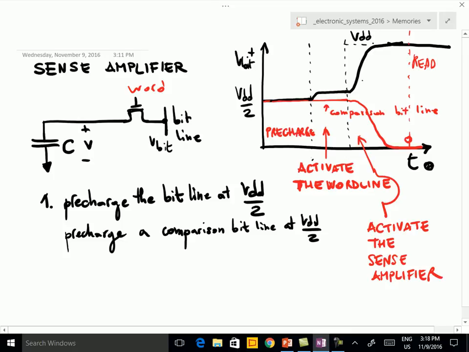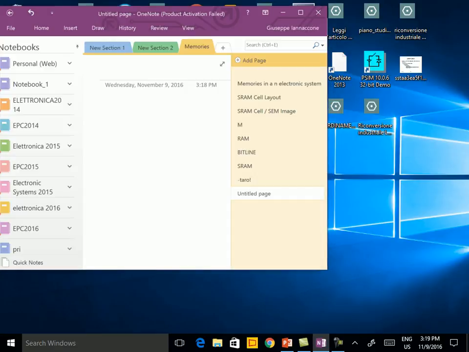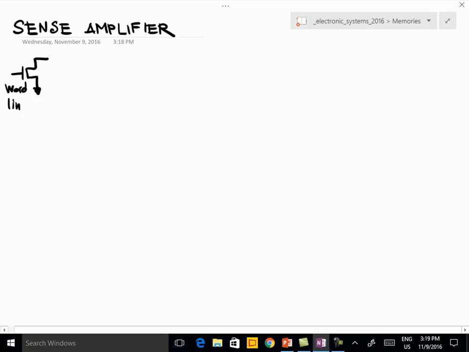Okay. Well, this is what is happening inside a DRAM every time we want to read, let's say, a memory cell. Now, from the circuit point of view, how is it done? So, now I need to draw a large circuit. Let's assume that this is the memory cell. This is the word line which arrives on the gate, and this is the bit line.